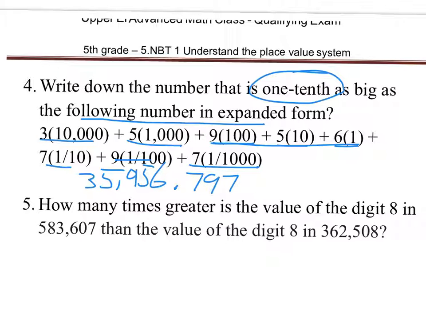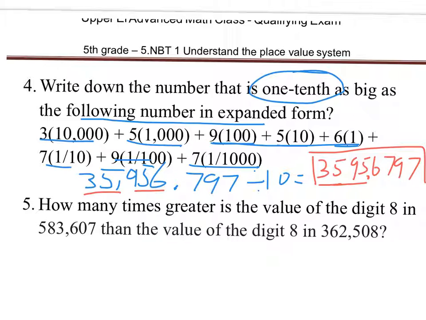So it's 0.797. Well, what's 1/10 as big as this? So we're going to divide by 10, and we'll just move the decimal point over 1. So let's write our answer as, so we have 35956, but our decimal point now goes between the 5 and the 6, 797. So where before we had 35,956, now we have 3,595.6797. So don't forget, if it says 1/10 as big, you'll have to move the decimal place over 1 to the left.